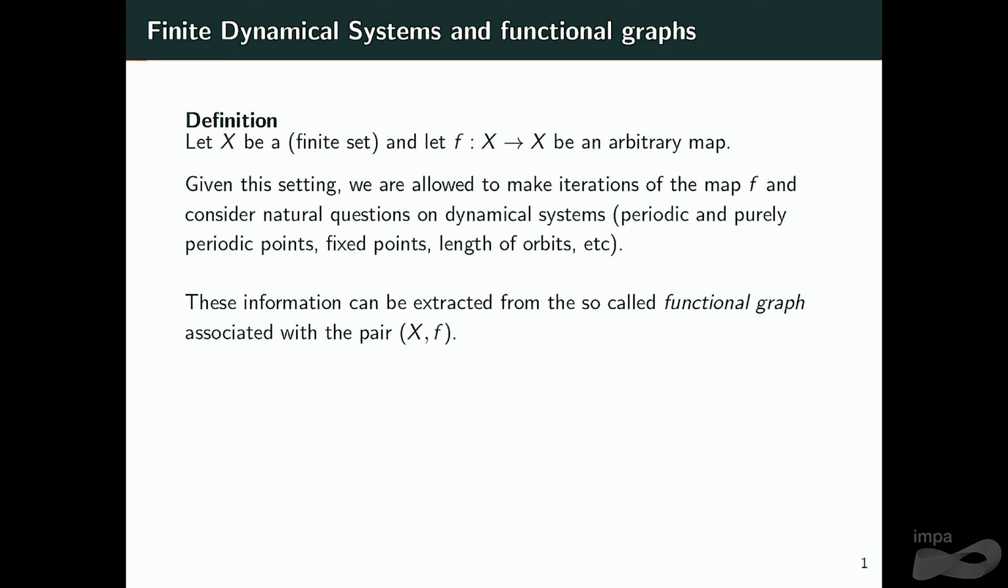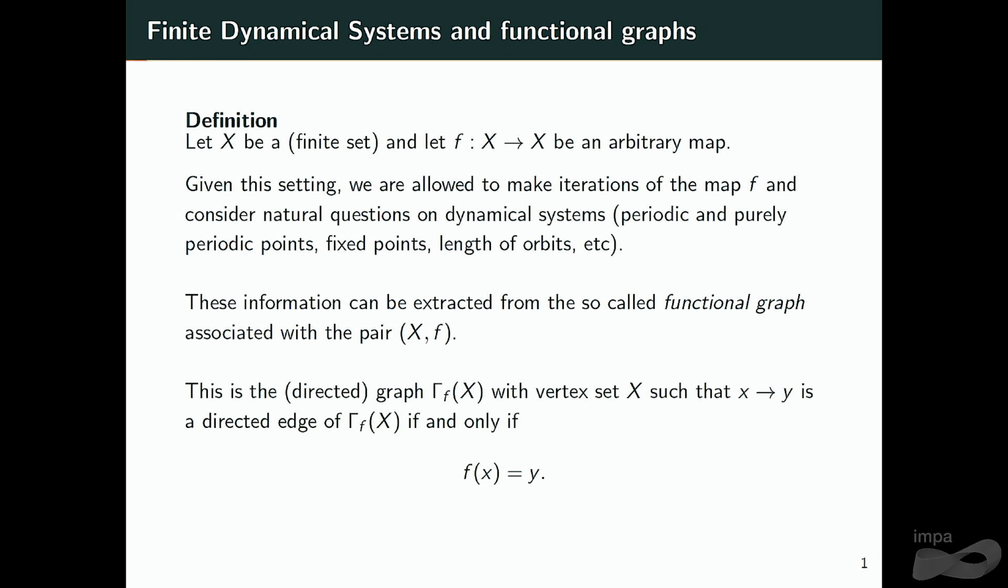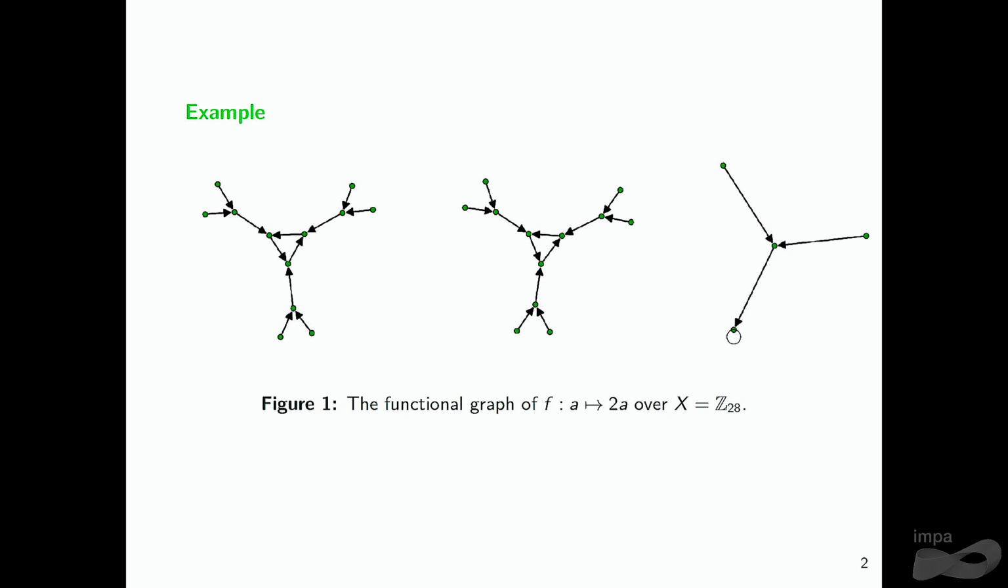It turns out that in the case of finite sets, we can associate the map to a digraph, and much information of the map can be extracted from this graph. So the idea is that the digraph just tells you what the function is doing. So we have a directed graph whose vertex set is the set X, right? So I'm labeling the vertices with the elements of X. And then I have directed edges from X to Y if Y is the image of X by the function. Okay, so here is an example.